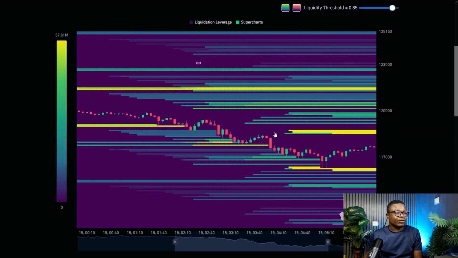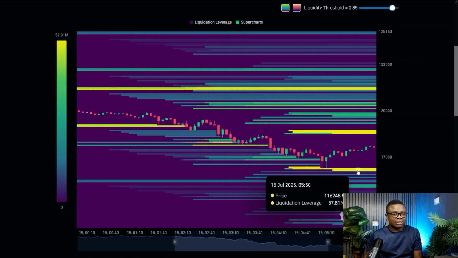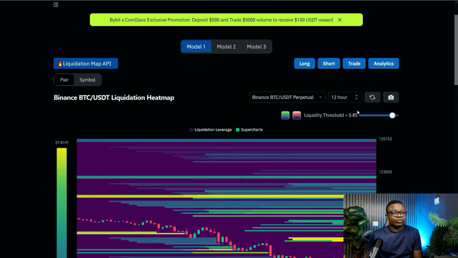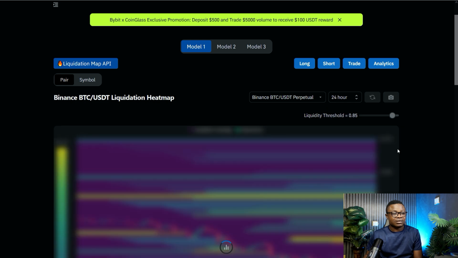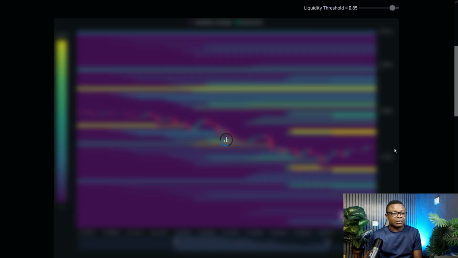If I look at the liquidation heat map, you can see that there's some liquidation around that 116, which we actually tested. But anything, let's do 24 hours and see what happened right here. Let's do 24 hours, guys.